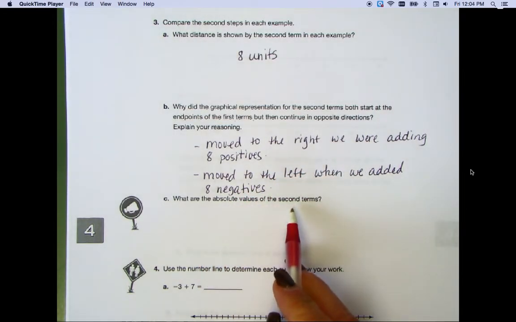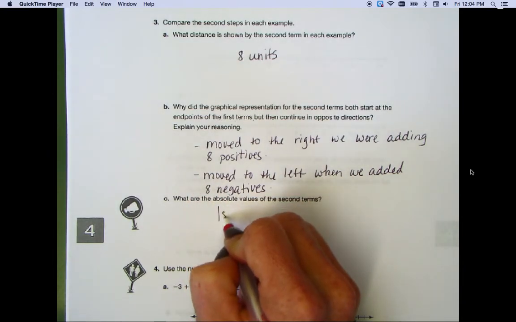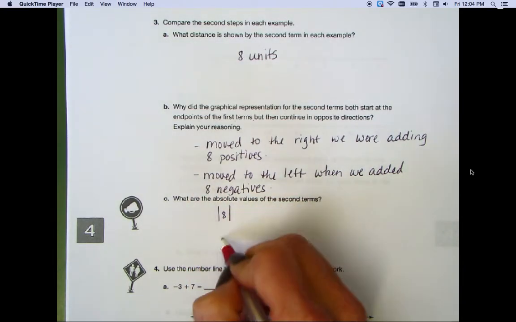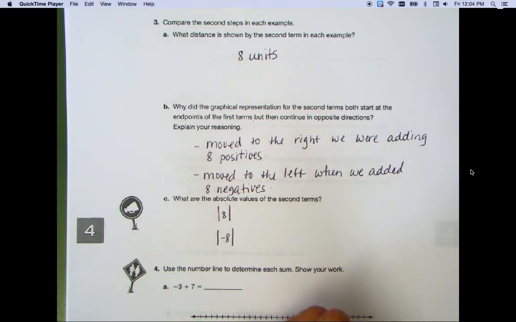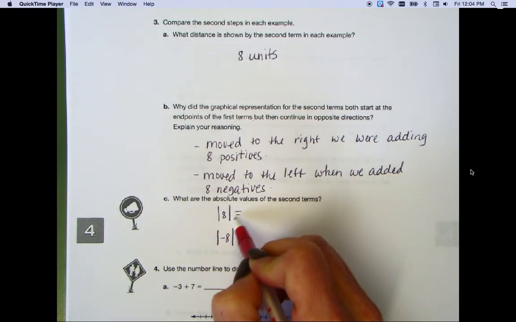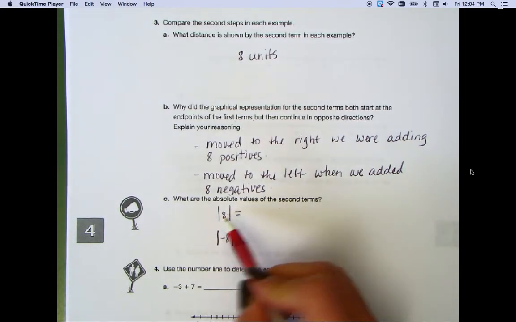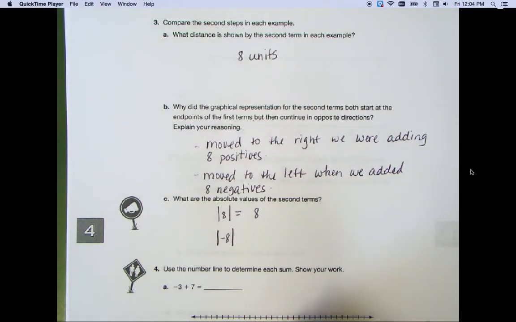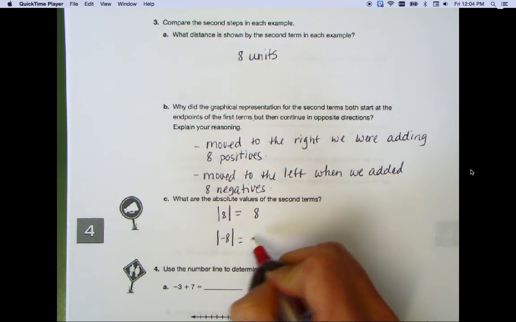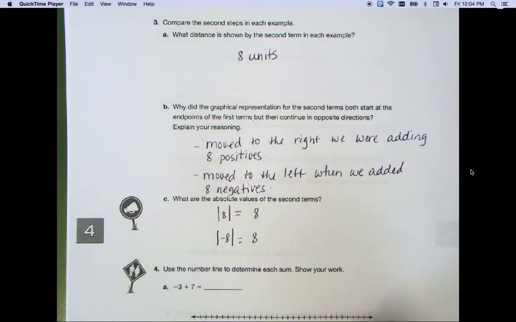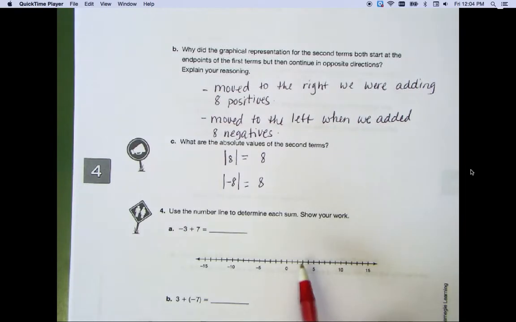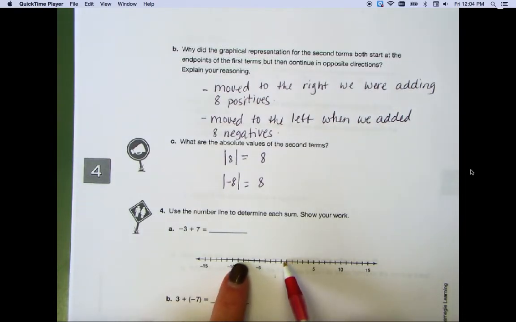So what are the absolute values of the second term? Well, in the first one, we added 8. In the second one, we added a negative 8. But the absolute value is the distance from 0 on a number line. So 8 is 8 units from 0 on a number line. Negative 8 is also 8 units from 0 on a number line. The negative just tells me the direction, but it's 8 units. So if I look here, 0 to negative 8, it is 8 spaces away from 0. That's what that refers to.